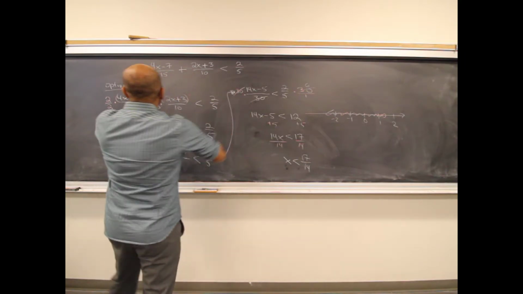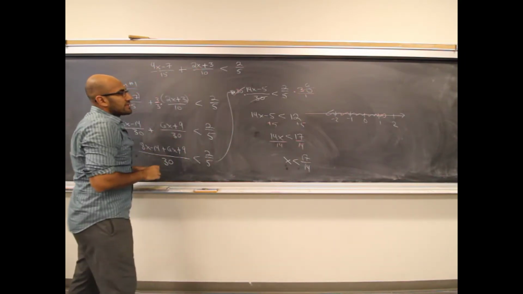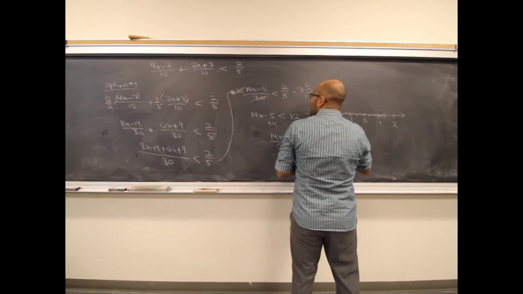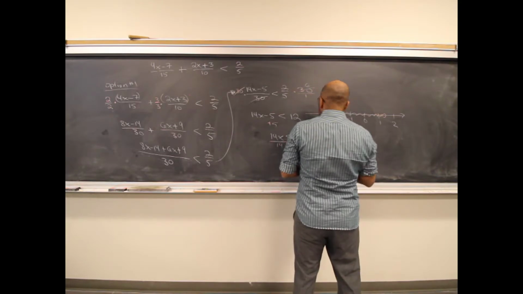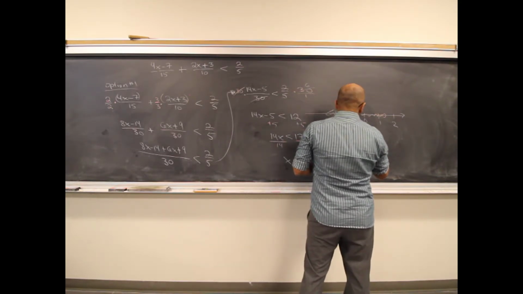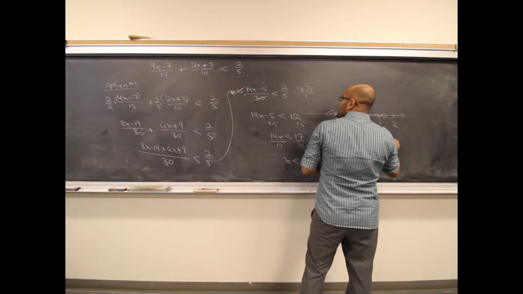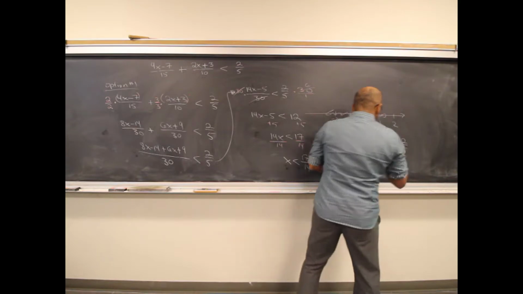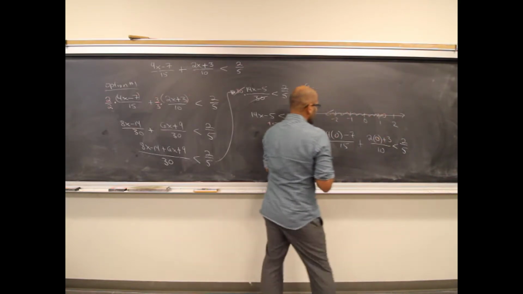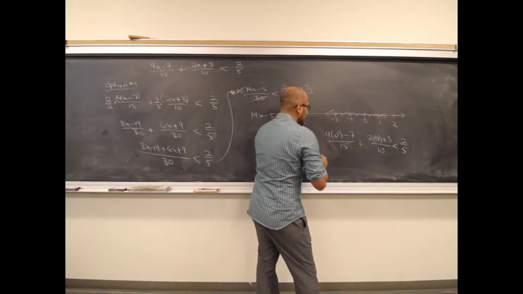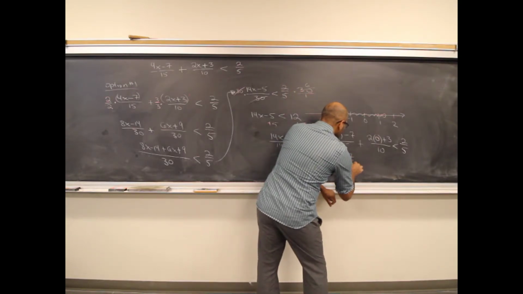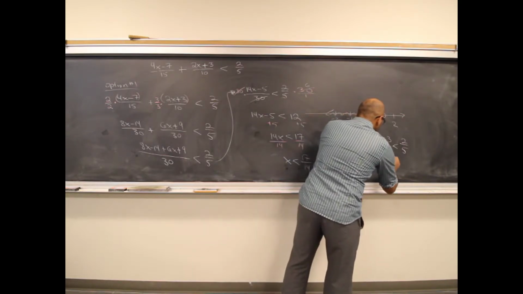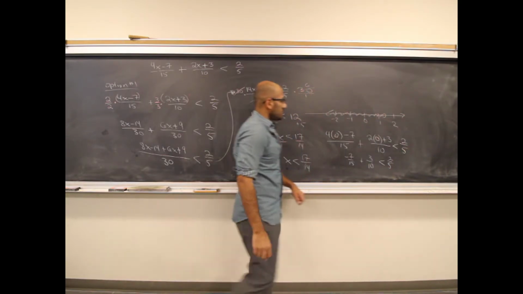So if I go back up here and make this 0 and make that 0, does it in fact give me a true statement? So if I have 4 times 0 minus 7 divided by 15 plus 2 times 0 plus 3 divided by 10, is that in fact less than 2/5? Well, that makes it easy. That's just going to be -7 over 15 plus 3/10 is less than 2/5. Is that true?